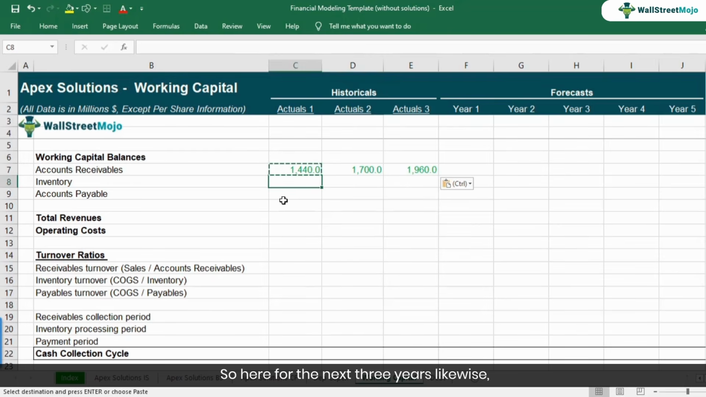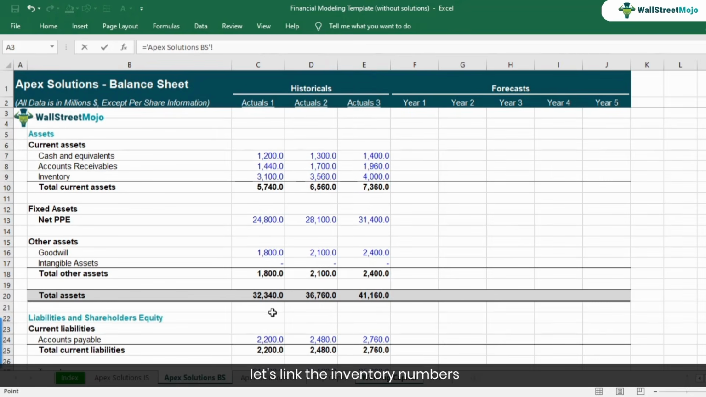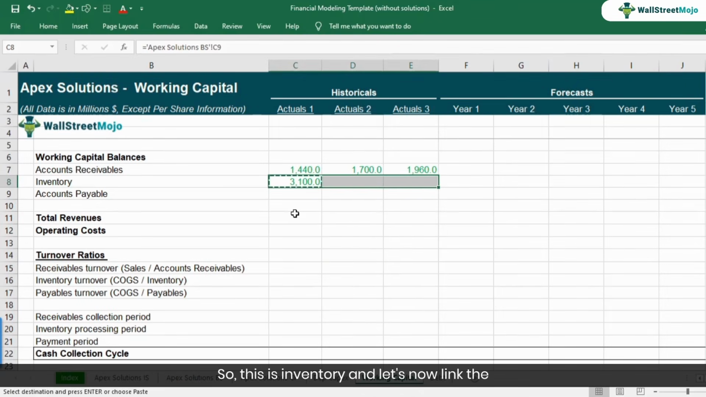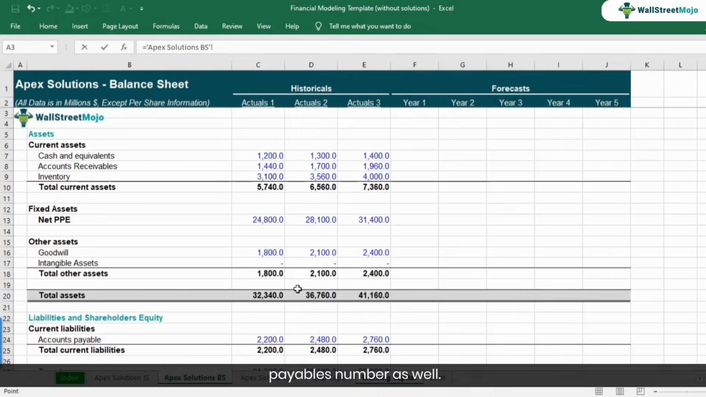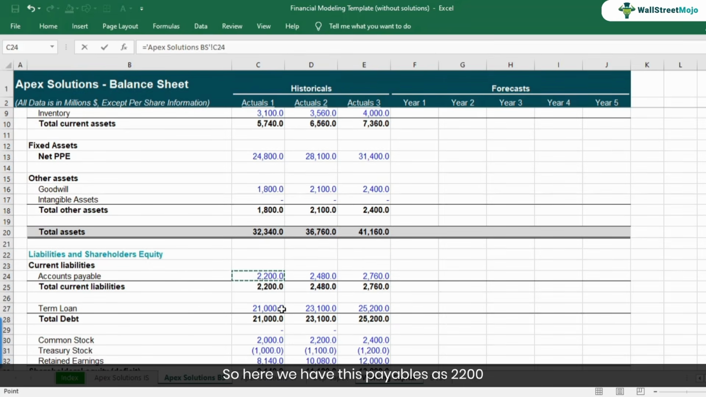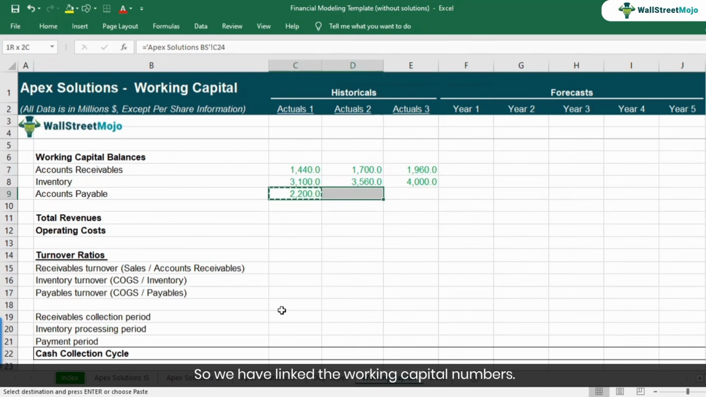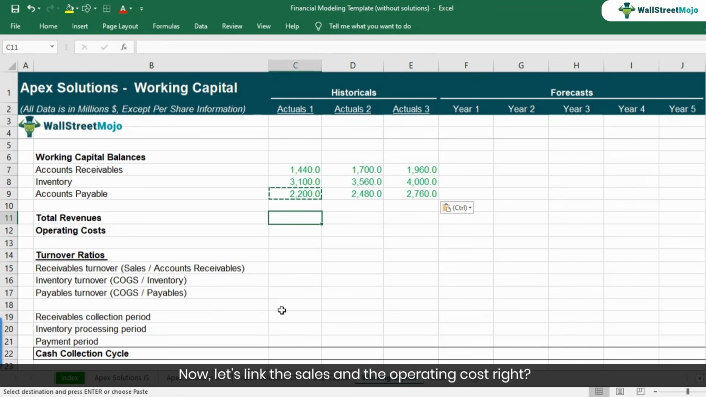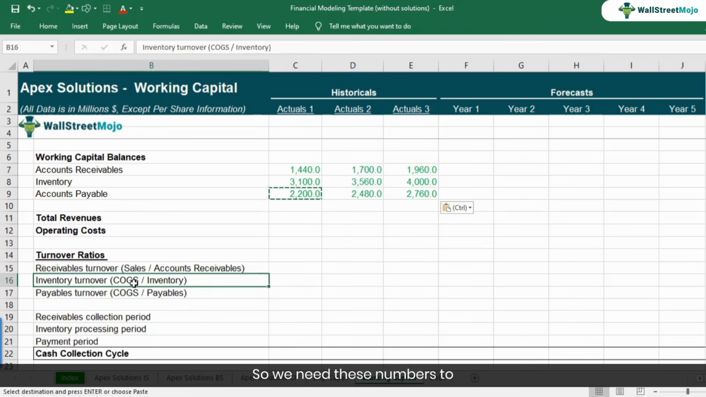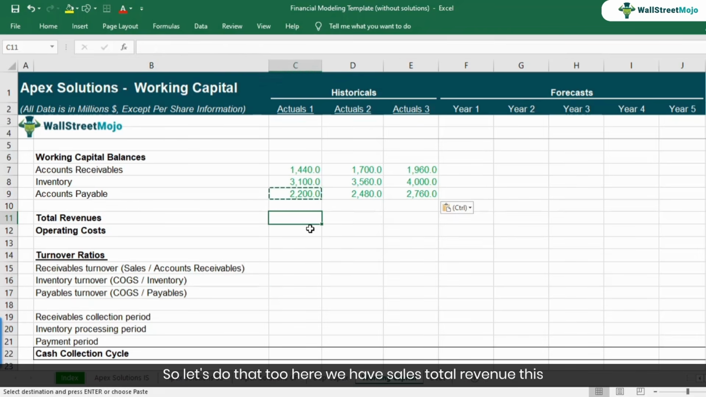So here for the next 3 years. Likewise, let's link the inventory numbers. This is 3100 for actuals 1. So this is inventory, and let's now link the payables number as well. Here we have payables as 2200. So we have linked the working capital numbers. Now let's link the sales and the operating costs. We need these numbers to calculate the turnovers, so let's do that too.